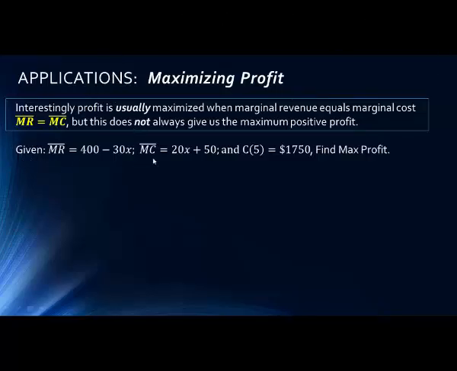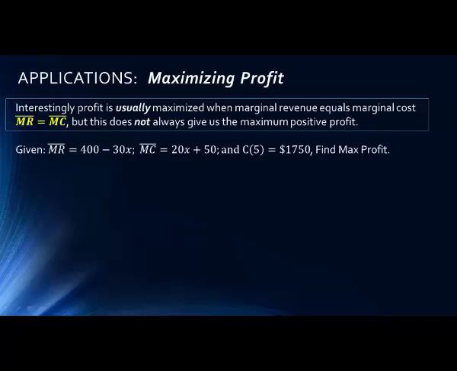So given that the marginal revenue is this function, 400 minus 30x, and marginal cost is equal to 20x plus 50, and the cost of making 5 items is $1750, find the max profit. Okay, so there's a couple things we have to do here. Obviously, we have to find the profit function. And remember, profit is revenue minus cost. We don't have revenue and cost. We have their marginals, so we're going to have to figure out their original functions.